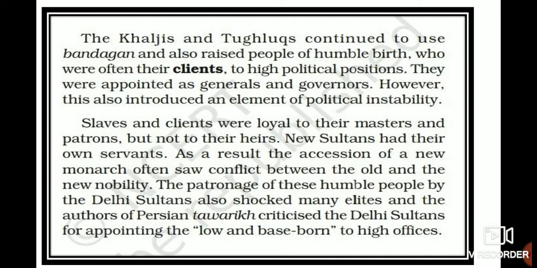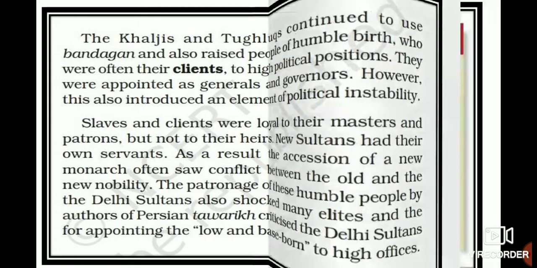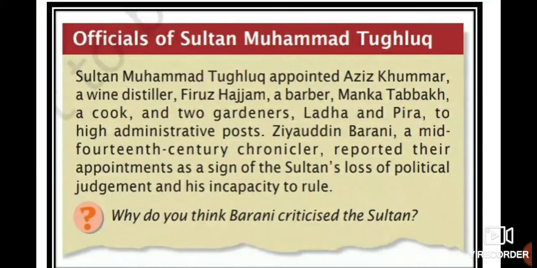Tarikh means one who writes, a chronicler, right? He criticized the Delhi Sultans for appointing the low and base born to high offices. That means he is not capable of being in a high position. Still he was given the high position, and this created a conflict in the kingdom. So who was criticized? The Khilji and the Tughlaq.